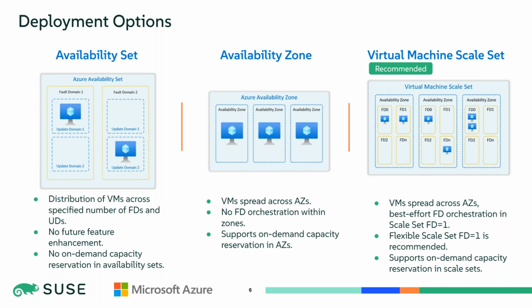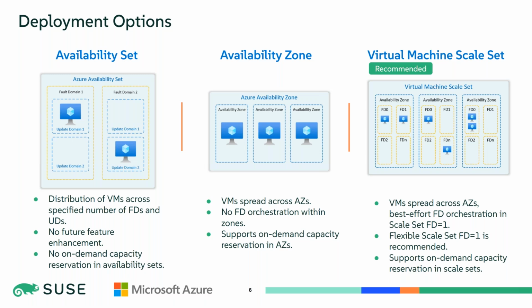When I say deployment framework, what one could achieve with virtual machine scale set is that when you deploy your VM manually in a virtual machine scale set with FD equal to 1, you could choose on which availability zone you want to deploy your VM. Alongside choosing the availability zone, when you deploy multiple VMs in the same availability zone, the virtual machine scale set at the backend will try to max spread your VMs across different fault domains on a best effort basis. So you could see it's a combination of availability set plus availability zone.